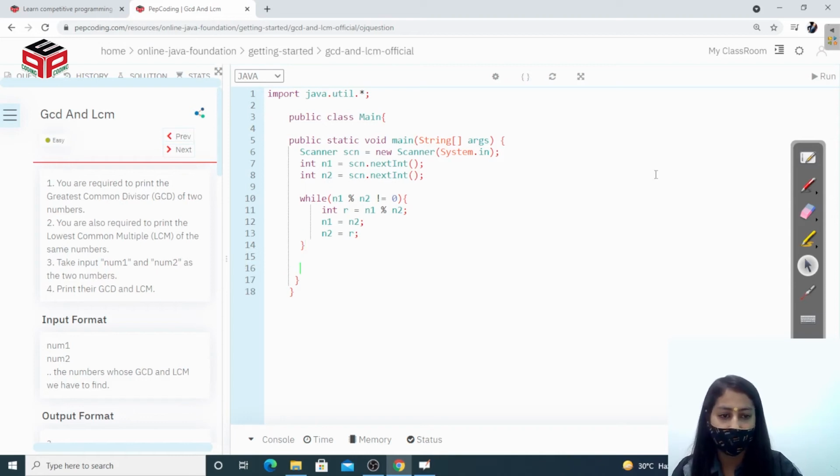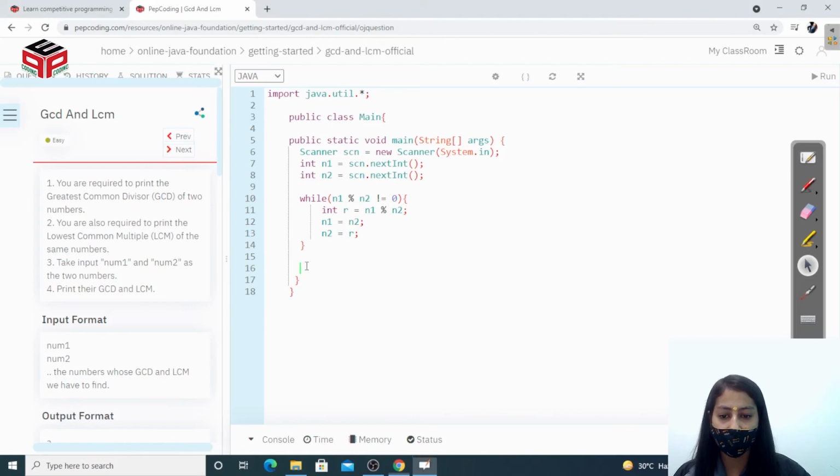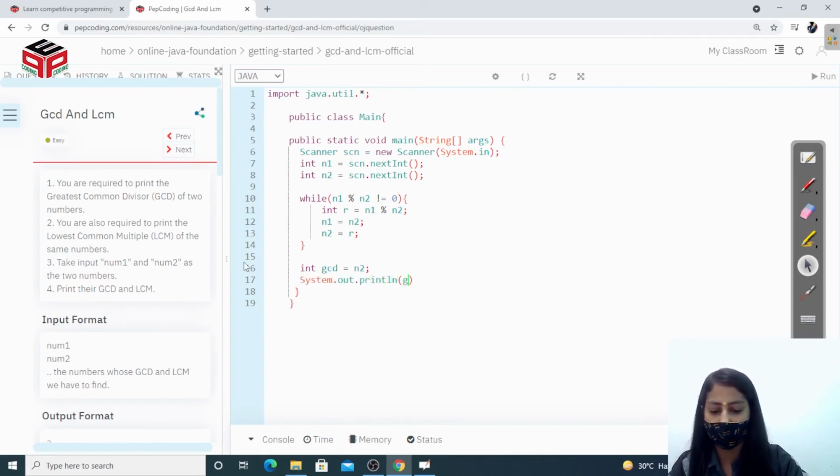So at the end, n2 will be our GCD. When we get the remainder as 0, the GCD is stored in n2, that is, the divisor which gives us the remainder 0, right? So we have to print this GCD.